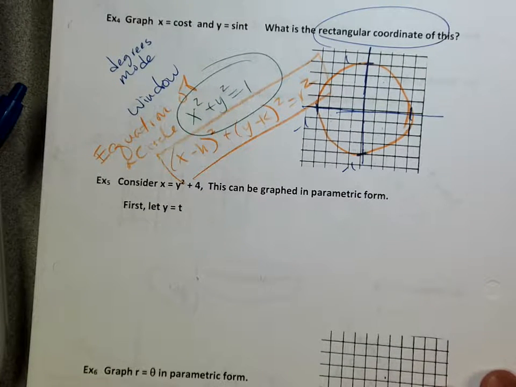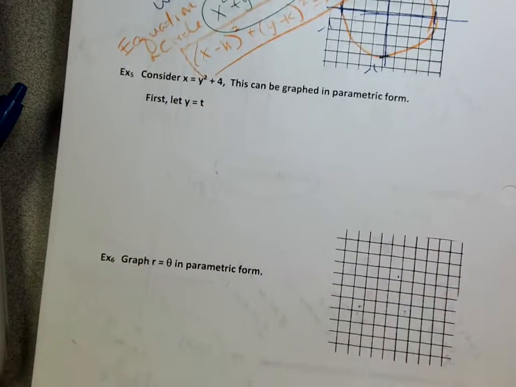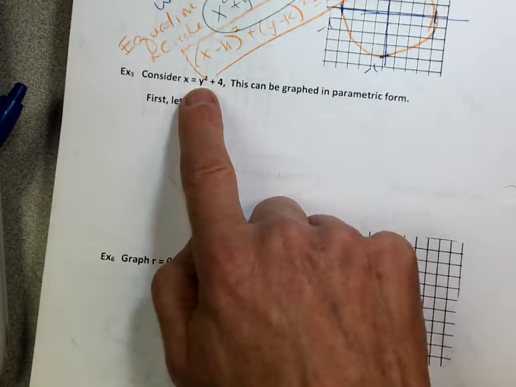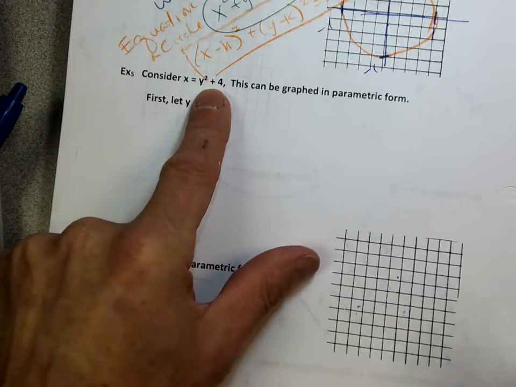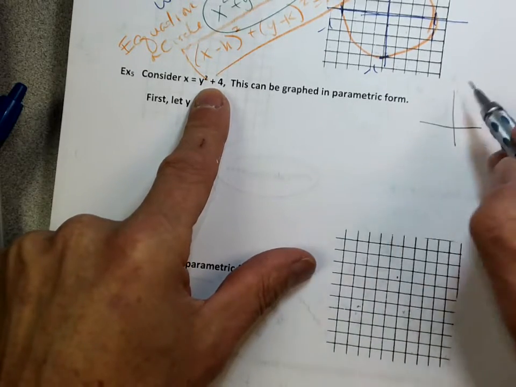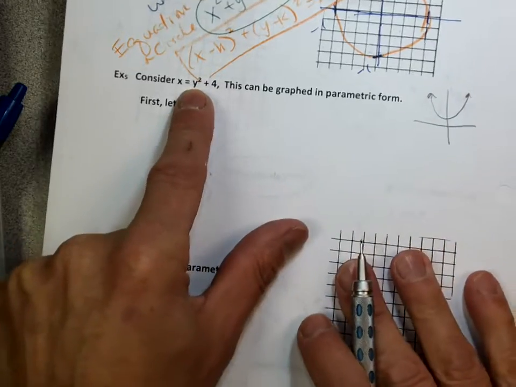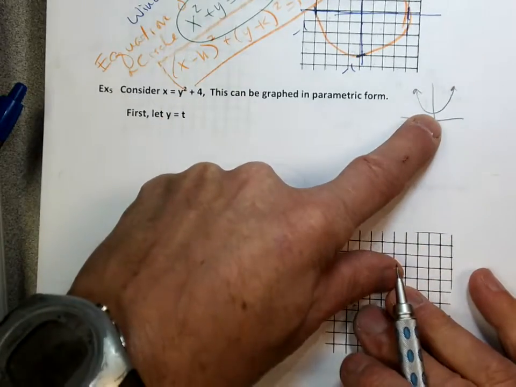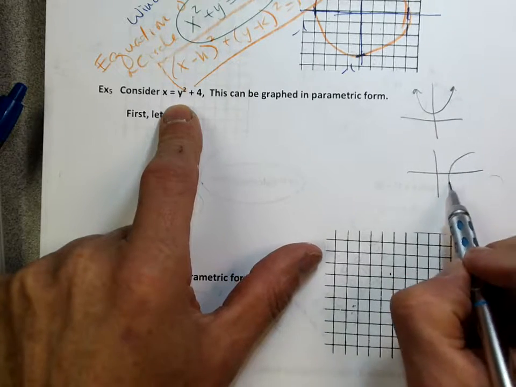Example 5. Consider x equals y squared plus 4. I know a little bit about this. If this were an x squared, it would look a little bit like this, right? But since it's a y squared, I know it's going to look like this.